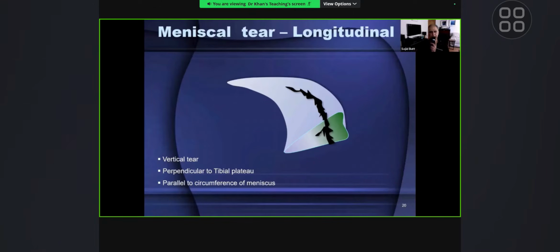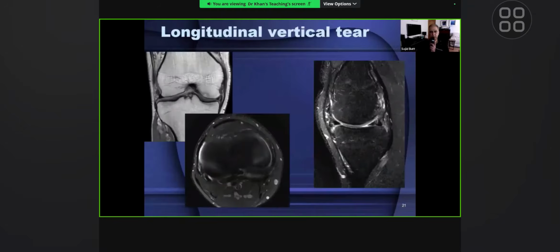A vertical tear is perpendicular to the tibial plateau. It goes along the longitudinal axis of the meniscus, parallel to the circumference of the meniscus. So instead of going in this direction, it's going in this direction. And a longitudinal tear is usually seen in patients who have got traumatic tears. So these are younger patients, and they are physically active athletes, your football players, your basketball players, who are otherwise healthy and fit, and they end up with this type of tear.